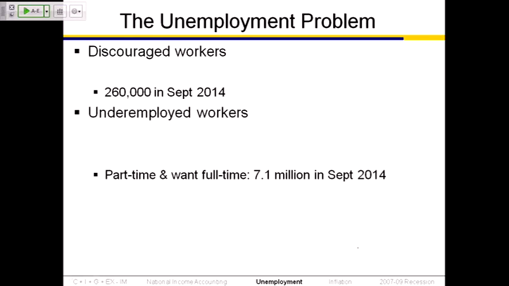The unemployment problem also includes what are called underemployed workers. People are underemployed either because they do not have enough hours, so somebody who wants to work 40 hours a week but can only find a 20-hour-a-week job. There were about 7 million of those people last month, people who wanted a full-time job but could only find part-time work.